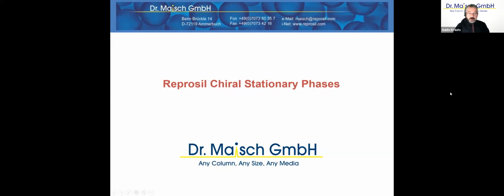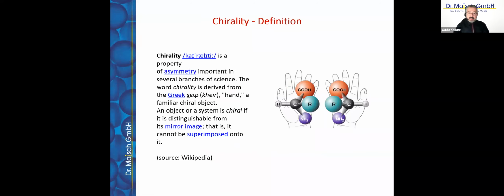Okay, so this is about ReproSil chiral stationary phases. So let's start with some chiral 101. First, let's understand what chirality means. I have copied here a definition of chirality from Wikipedia, which I will read out to you. Chirality is a property of asymmetry important in several branches of science. The word chirality is derived from the Greek word for hand, a familiar chiral object. An object or a system is chiral if it is distinguishable from its mirror image. That is, it cannot be superimposed onto it.